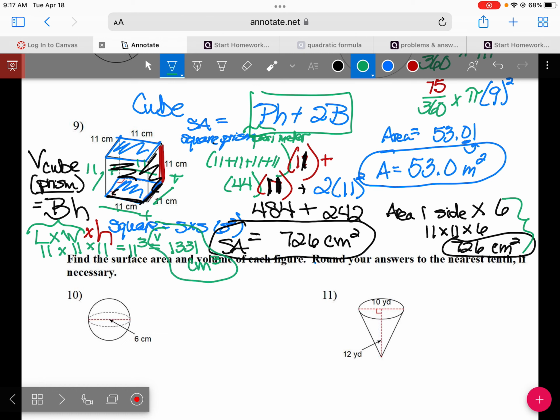Did everybody get that? So the volume of a cube is area of the base times the height. Your area of the base is going to be length times width, times height. 11 times 11 times 11, or whatever the length of that side is going to be. Any questions about that cube, either the surface area or the volume?